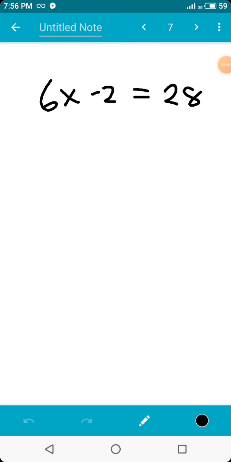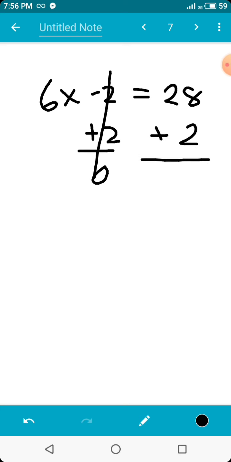Alright, so we have here 6x minus 2 equals 28. So, again, ang unahin nating tanggalin or i-cancel ay yung malayo sa x, which is negative 2. And to cancel that, mag-add tayo ng 2. So, magiging 0 na siya. So, canceled na. Then, mag-add din tayo sa kabila. Alright? So, yung natira na lang dito ay 6x. And then, sa kabila naman, 28 plus 2, so naging 30.